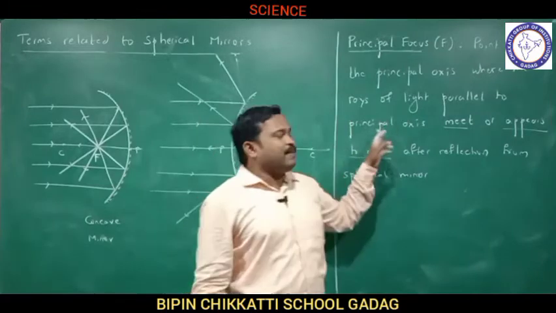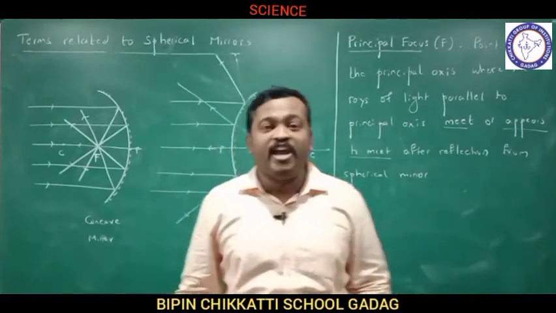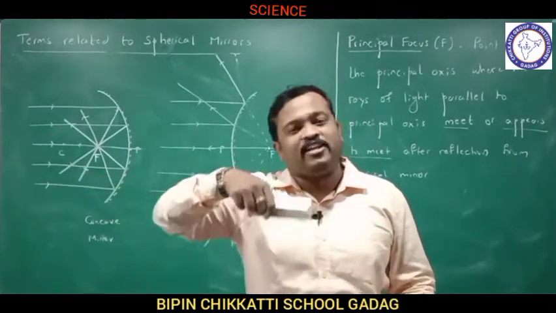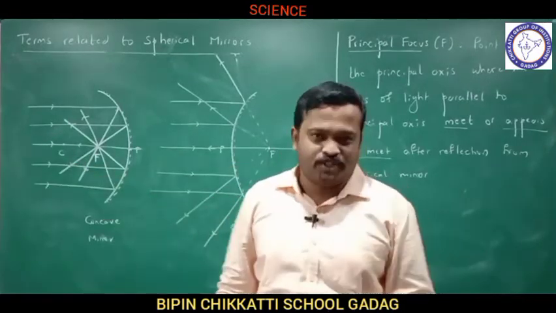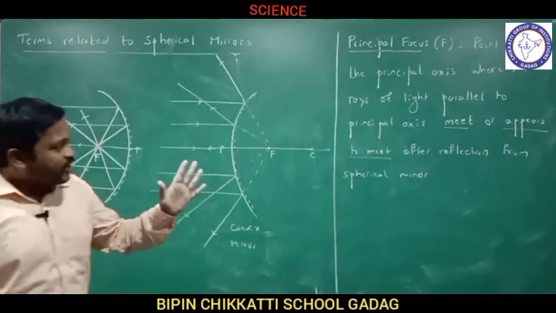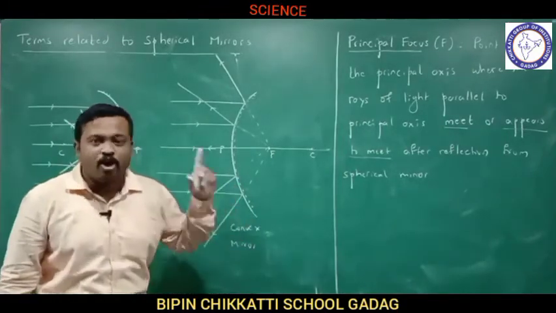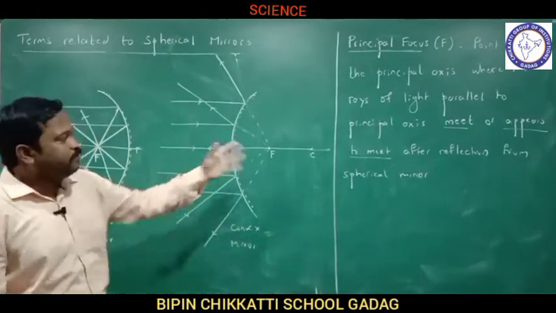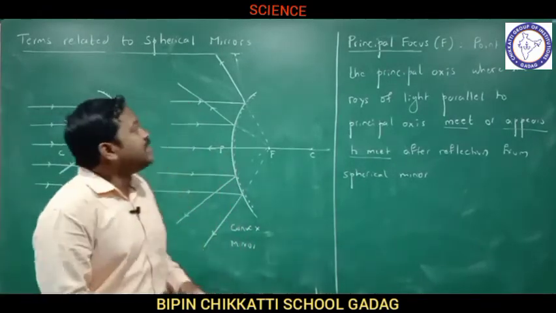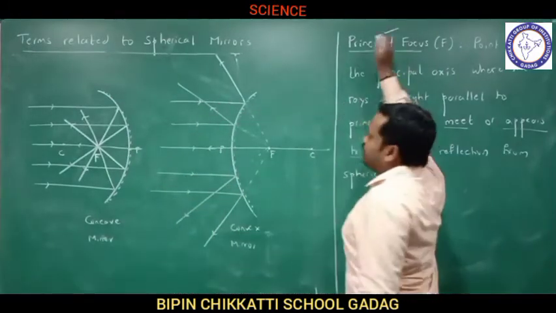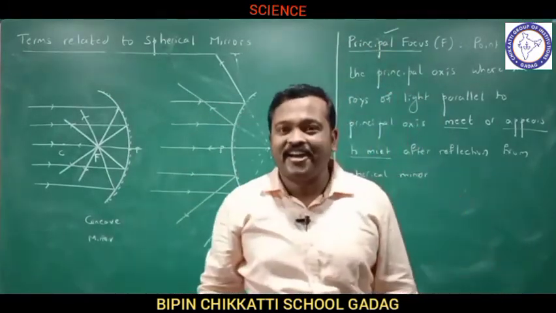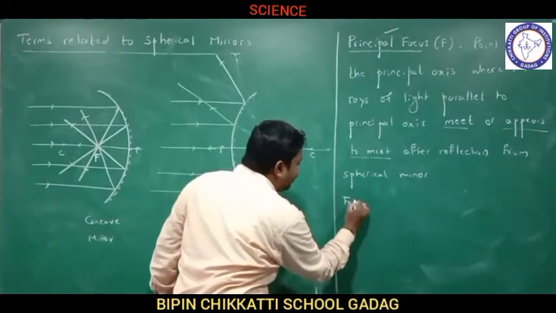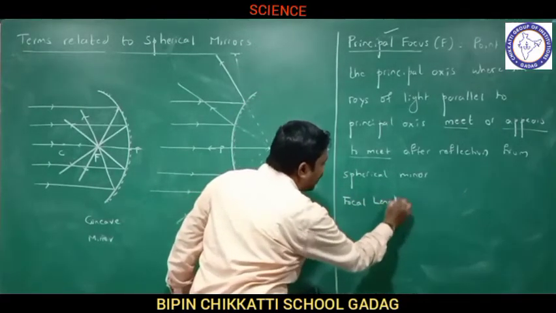So the rays of light parallel to principal axis. From where do you get the parallel rays of light? If the object is too far, the rays we get are the parallel rays, right? Where the rays of light parallel to principal axis meet or appear to meet after reflection from a spherical mirror, that point is called the principal focus, right?